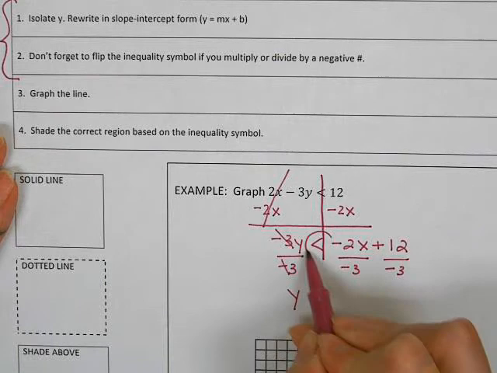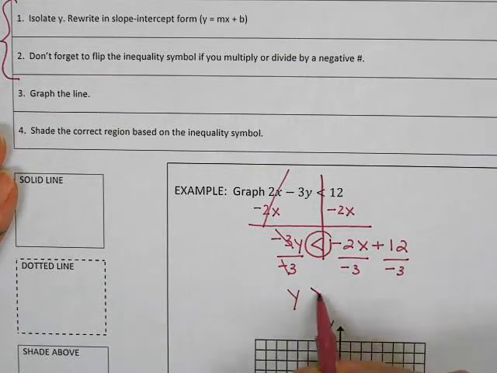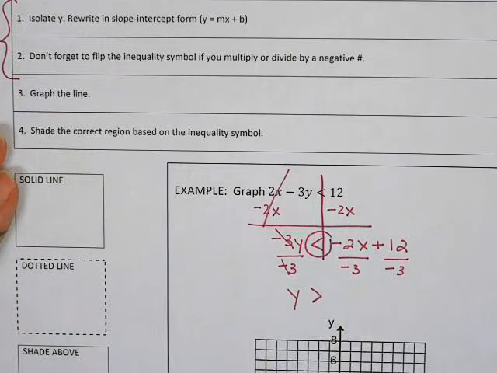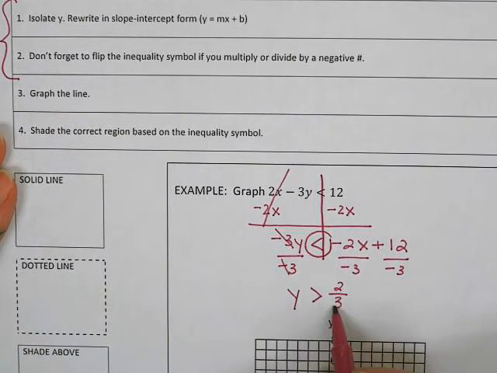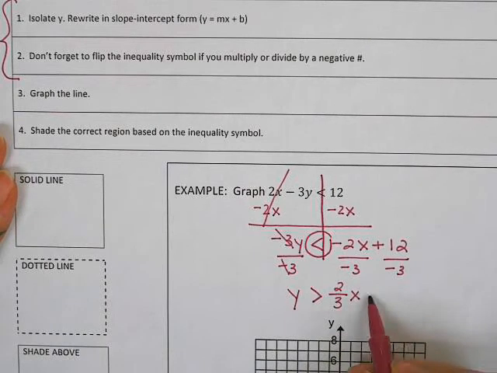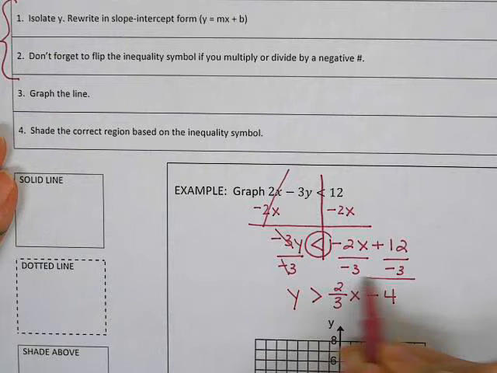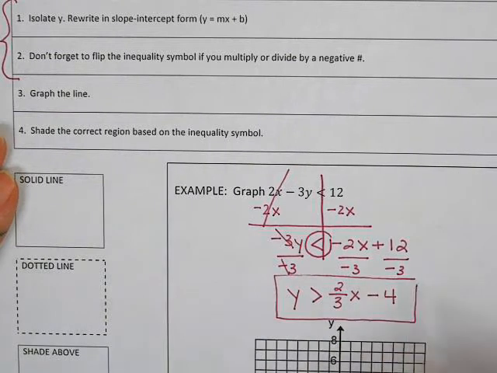Now, we divided by a negative, so don't forget to flip the symbol. And then a negative over a negative becomes a positive 2/3 x. And then 12 divided by negative 3 is minus 4. All right, so that is our line. So nothing new. Now, graph the line.